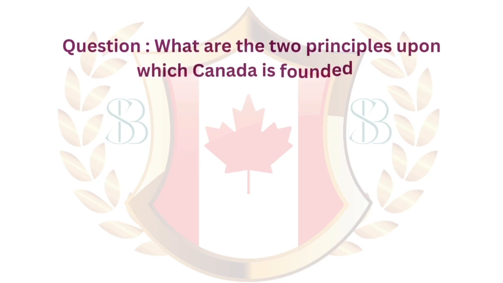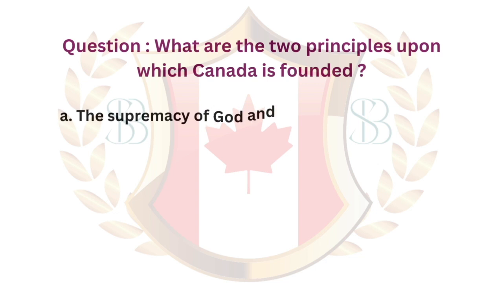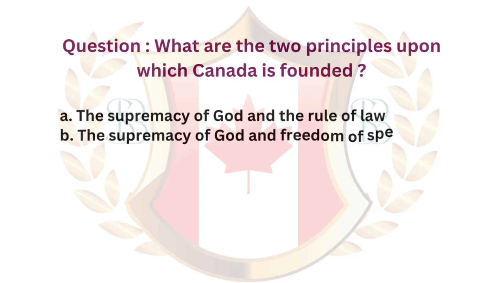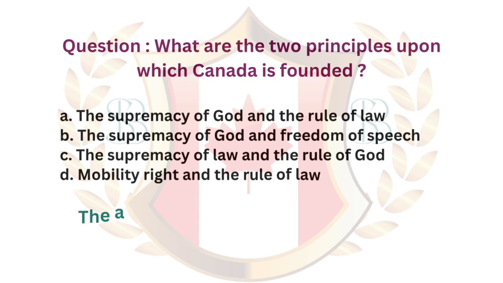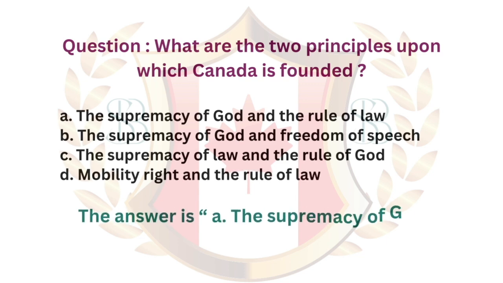Question. What are the two principles upon which Canada is founded? A. The supremacy of God and the rule of law. B. The supremacy of God and freedom of speech. C. The supremacy of law and the rule of God. D. Mobility, rights and the rule of law. The answer is A. The supremacy of God and the rule of law.